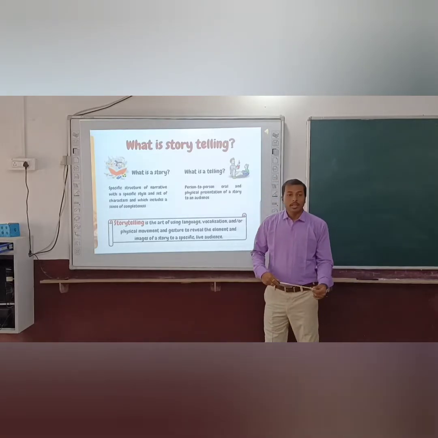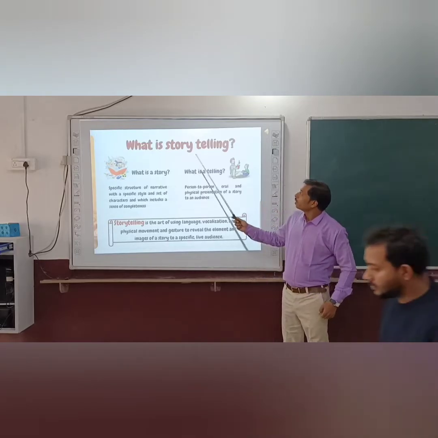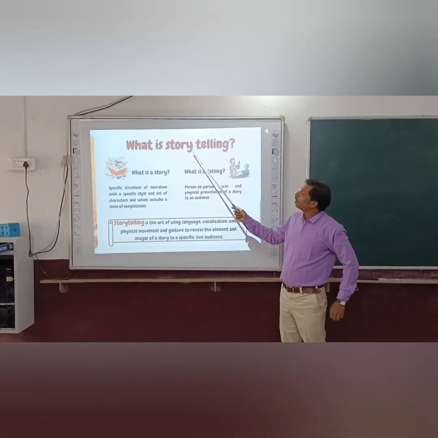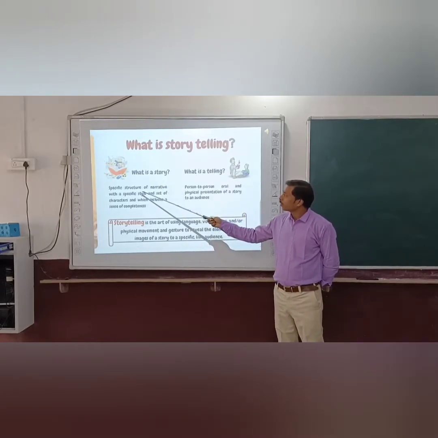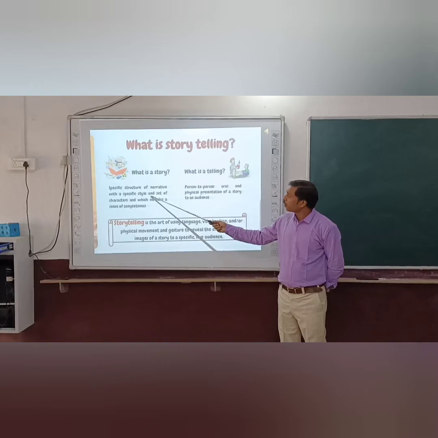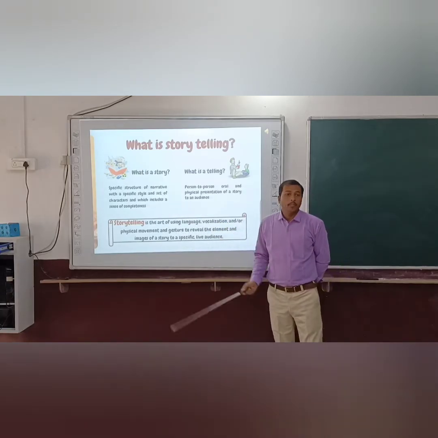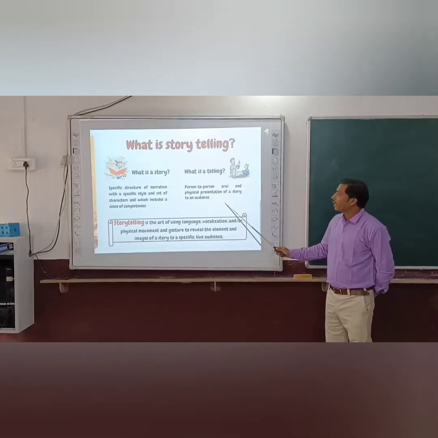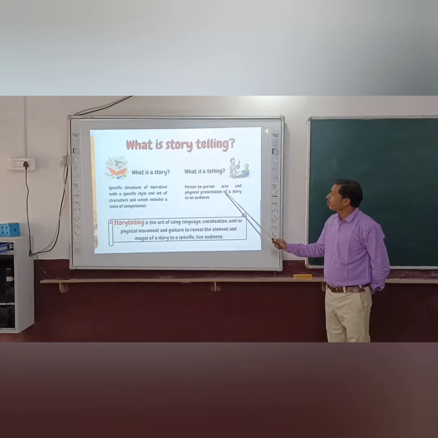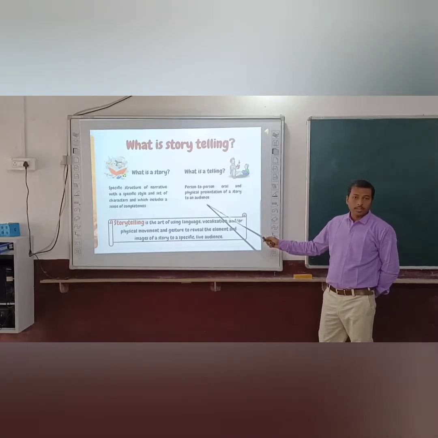So, what is storytelling? Now, if we divide it in two parts, story and telling, let's see what is a story. It's a specific structure of narrative with a specific style and set of characters, and which includes a sense of completeness. So that is a story. Now let's talk about telling. Person to person, oral and physical presentation of a story to an audience.